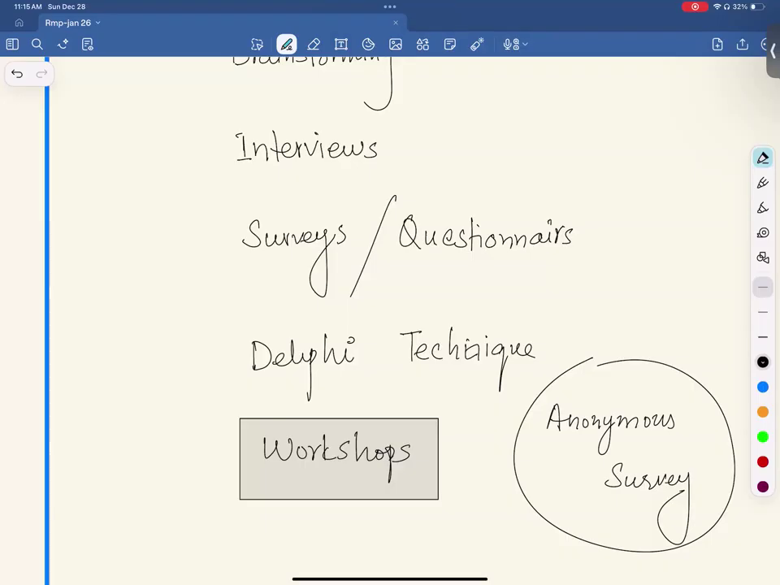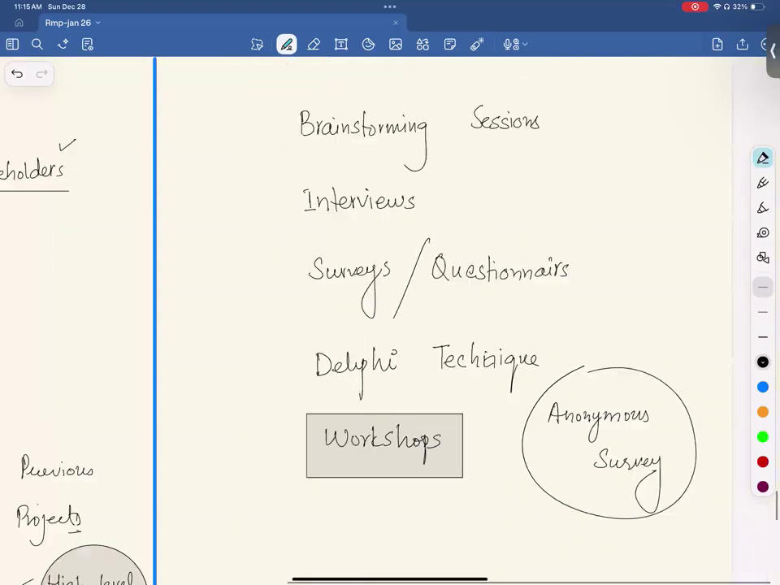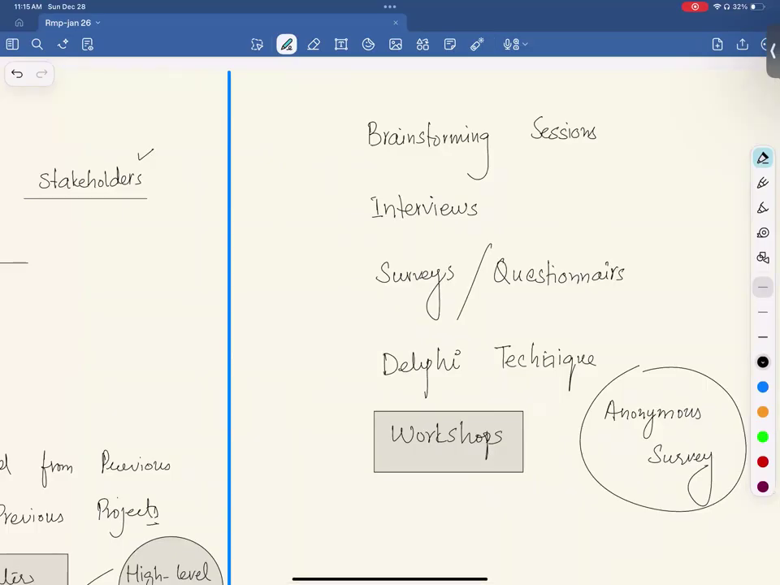Right. So tell me, if you want to generate ideas, or if you want to identify as many risks as possible, when the focus is on quantity of risk, which technique should you be using? Workshop, Delphi, survey, interview, brainstorming. Choose one. Okay, workshop.